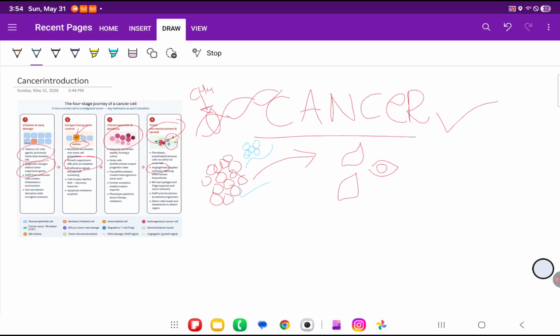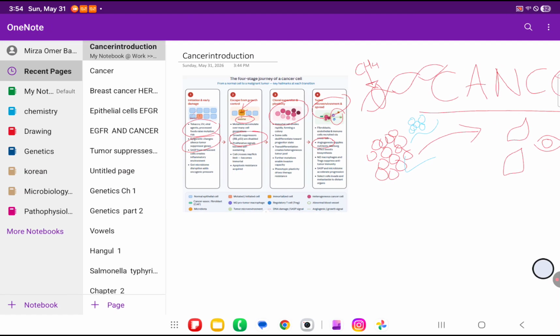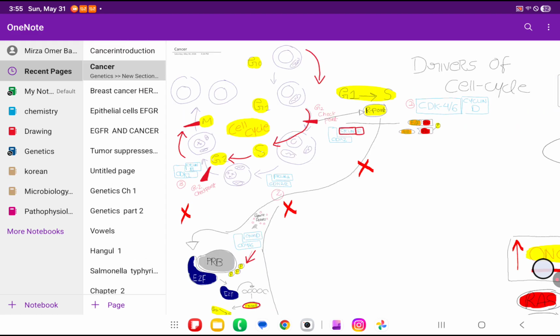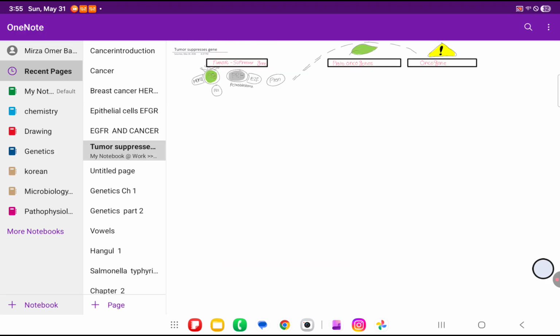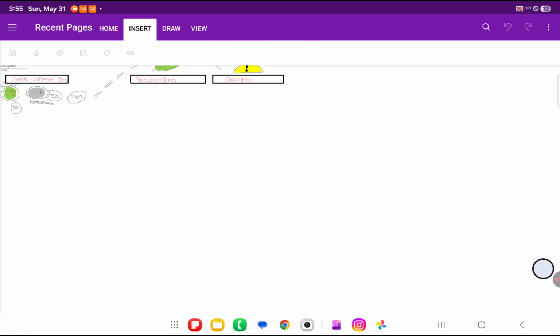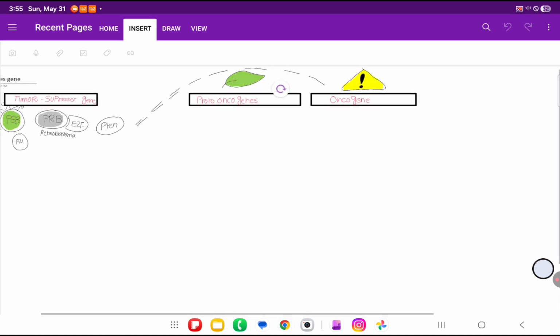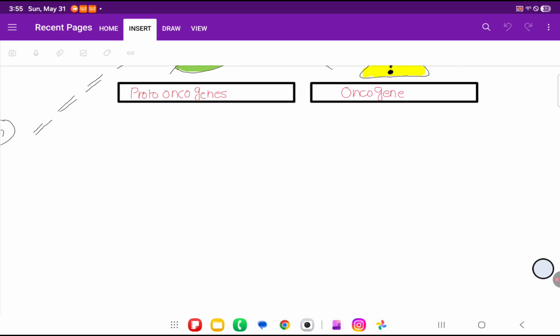So we will proceed to our next section, in which I will explain the cancer overview. Basically, cancer can be explained in two ways.